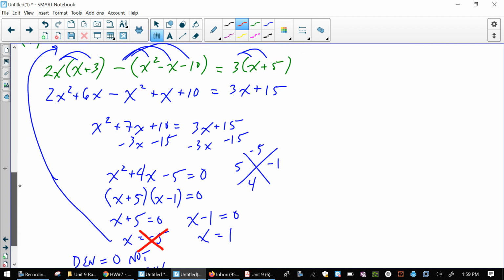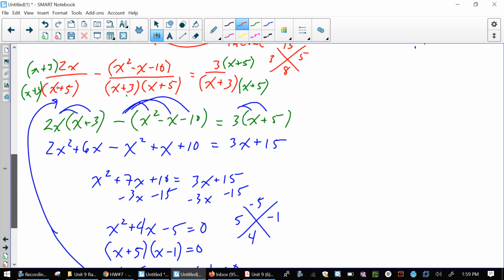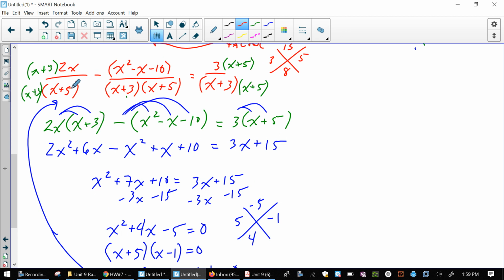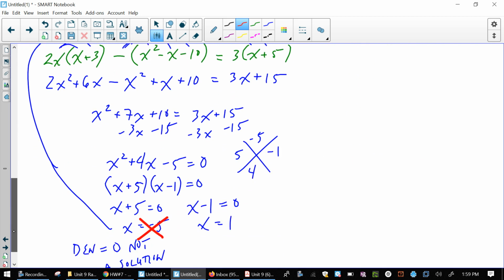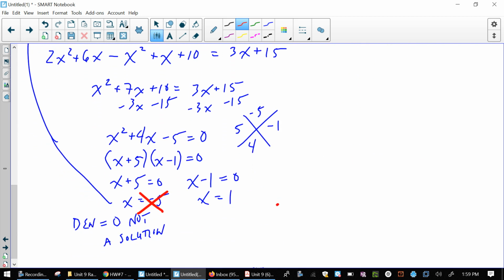Our next solution we check is 1. Check it up here. 1 plus 5 is 6. Good, it's not 0. 1 plus 3 is 4. Good. 1 plus 5 is 6. 1 plus 3 is 4. We're all good here with 1. So that means that x equals 1 is our only solution for this.